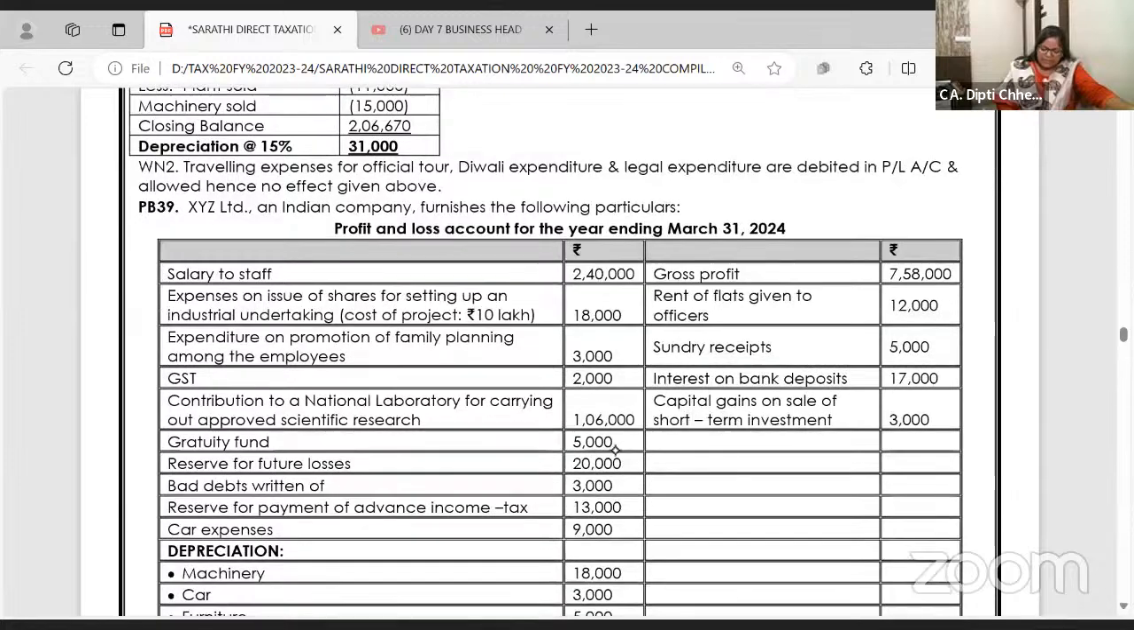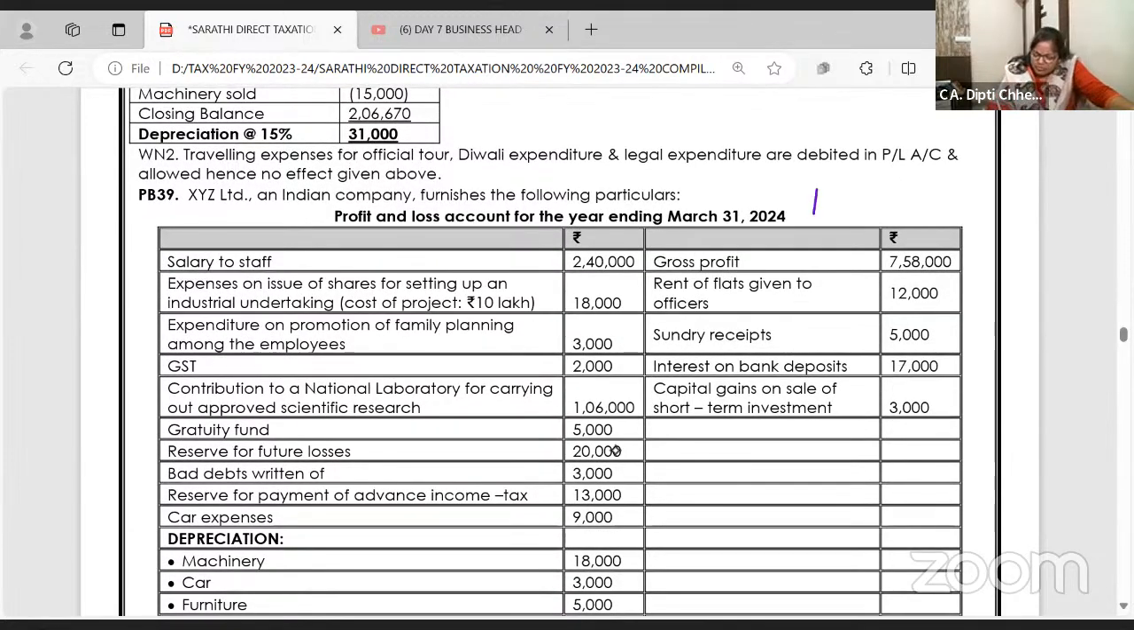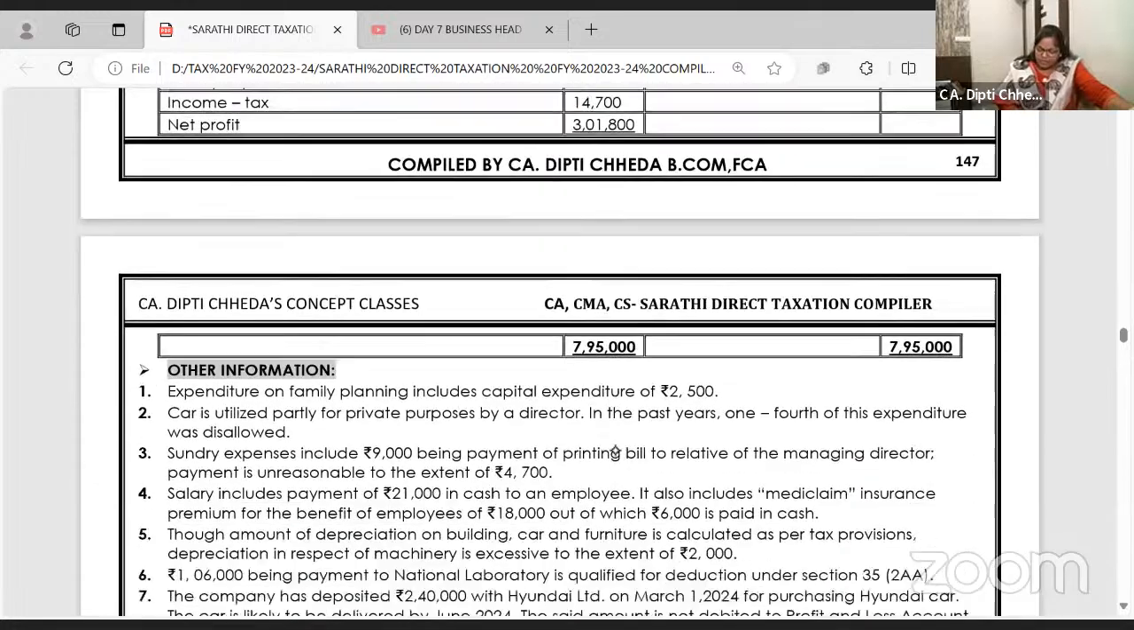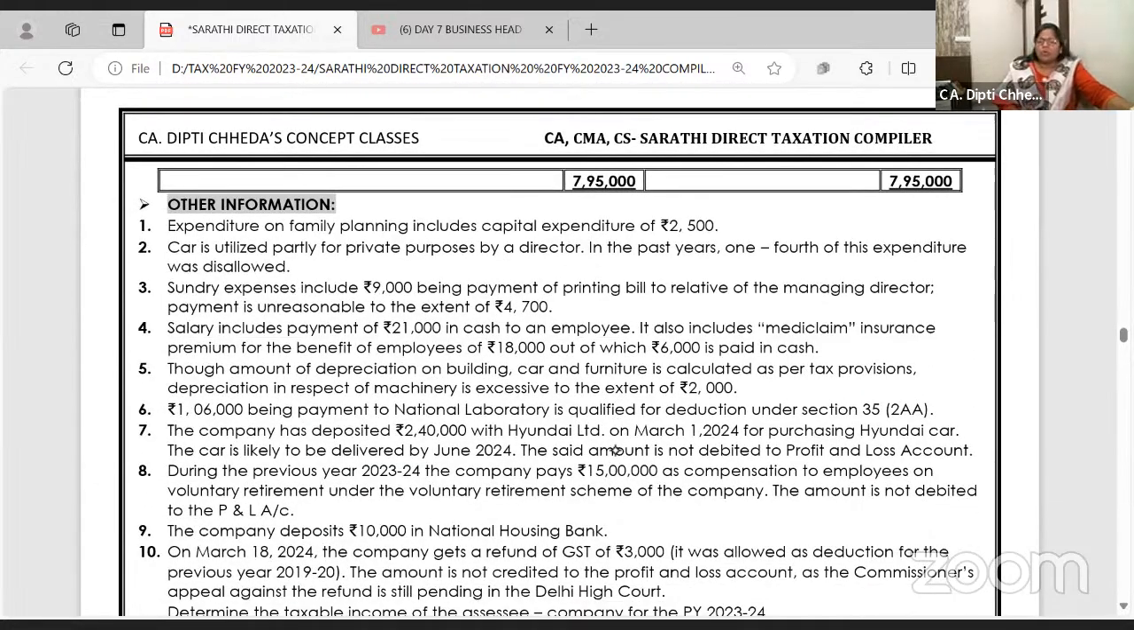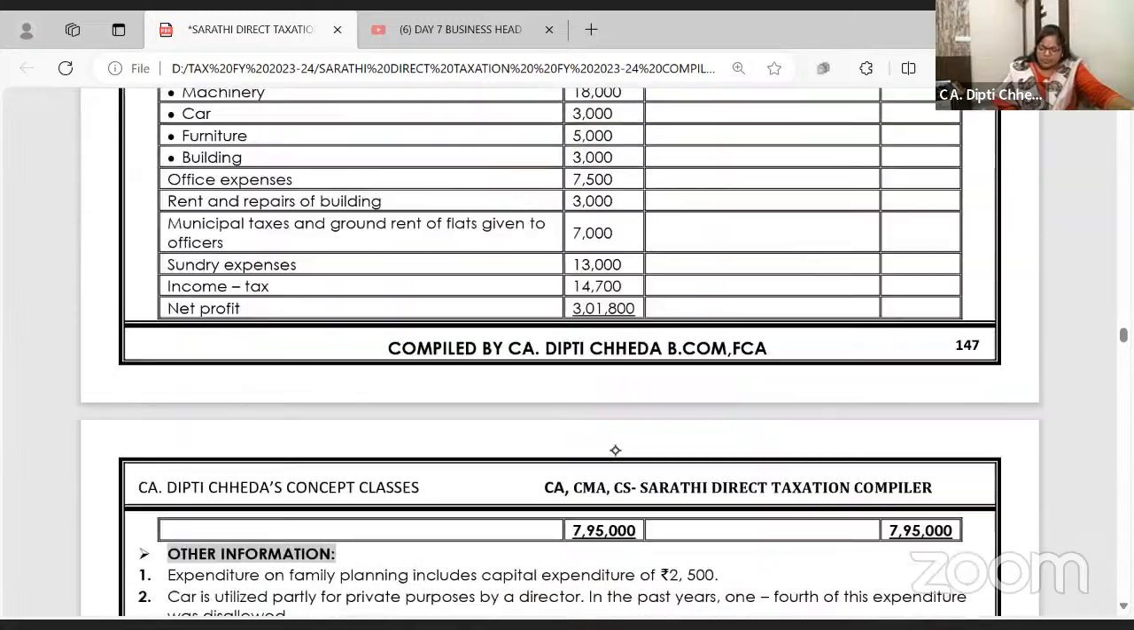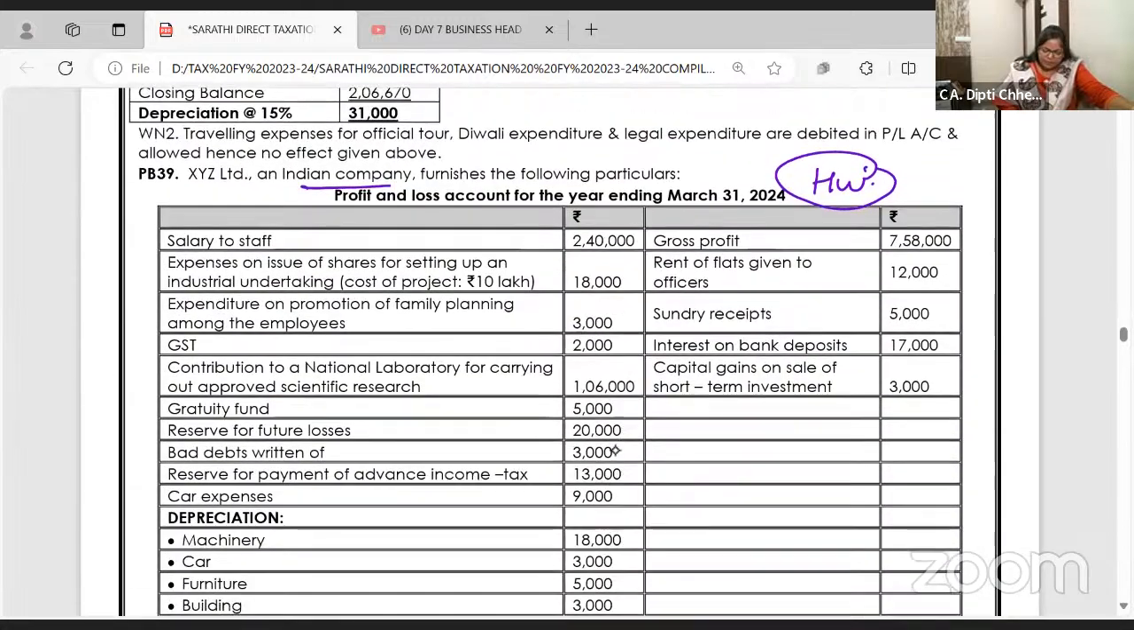Rest of the problem is easy. This one, without fail, you do it as homework. Though this is for a company and at inter level you are asked individual and HUF, don't go by the size of the problem. Ma'am, such big problems come? No. It is covering good adjustments of 2-3 problems.